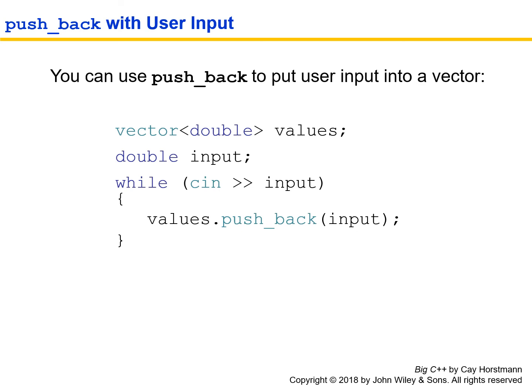You can use push_back to put user input into a vector, so we can dramatically simplify the input loop that we used with the arrays to use a vector. All we have to do is say while we get legitimate input, we push the input onto the back of our vector, and the vector will just keep increasing its size as we add input, so we're never going to run out of room in the vector.